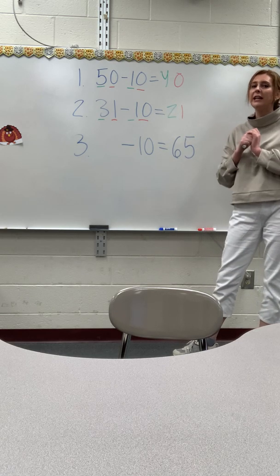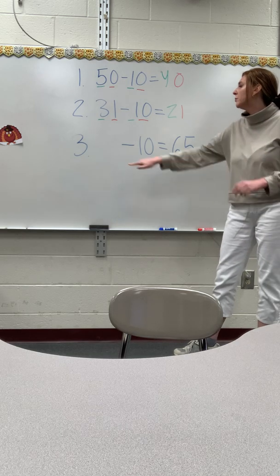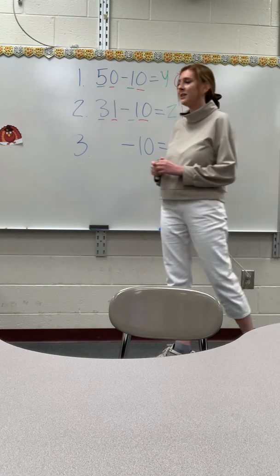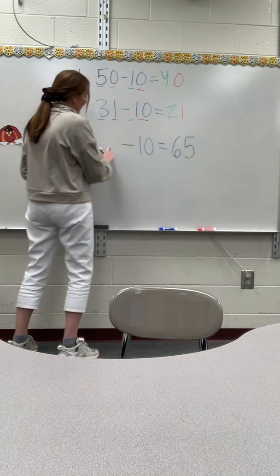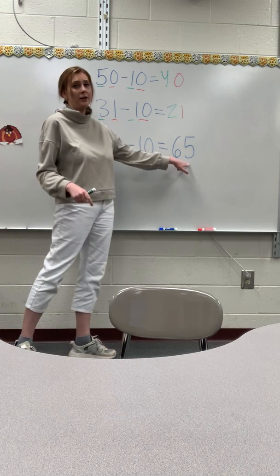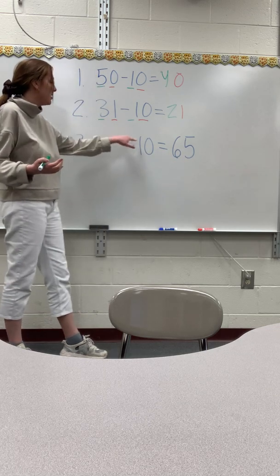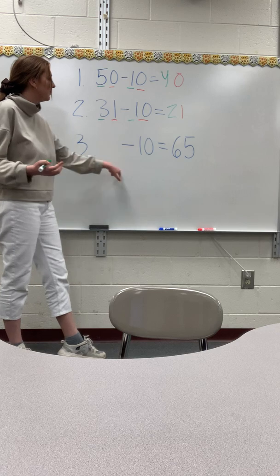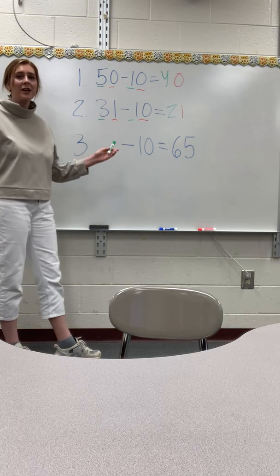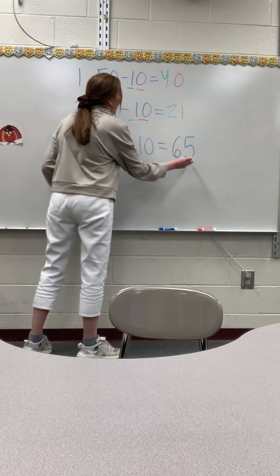Okay, and then the last problem I have on the board, question number 3, blank take away 10 is 65. So this is kind of more tricky. Since we have a missing number right here, we know it's going to be bigger than this difference, because right here we used a minus sign. So we are trying to figure out what's the missing number to make this statement true. So blank minus 10 equals 65.